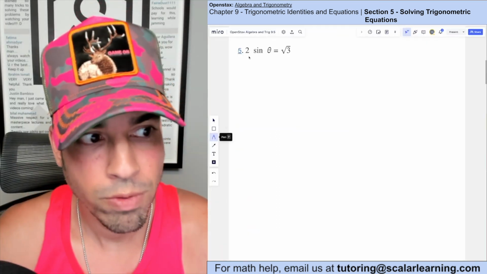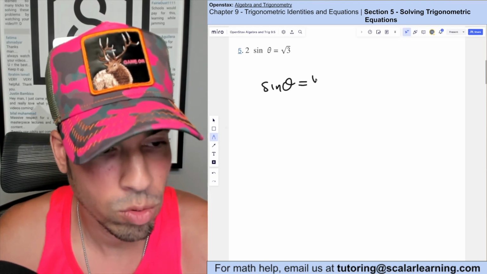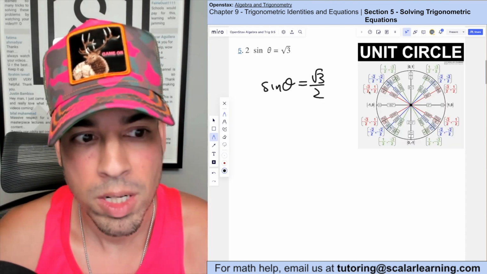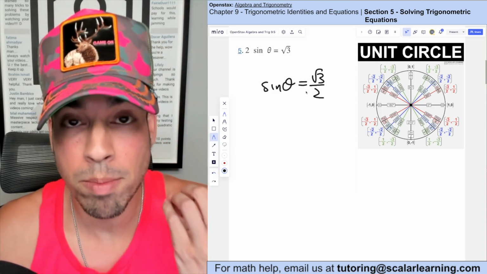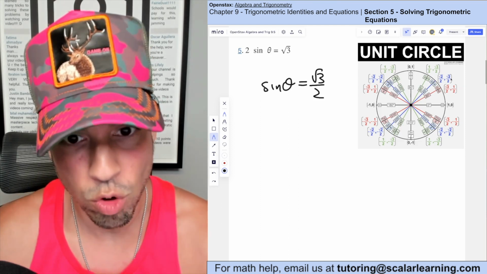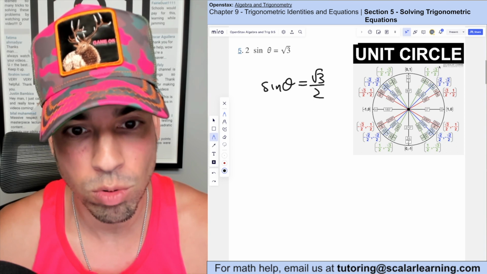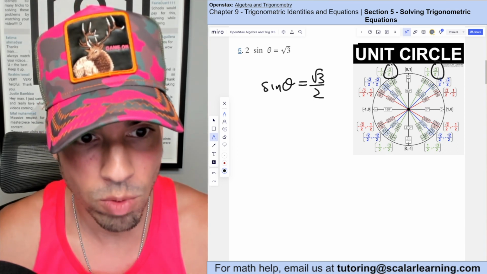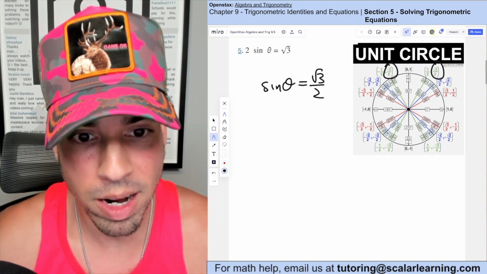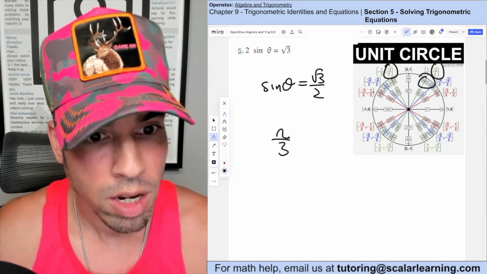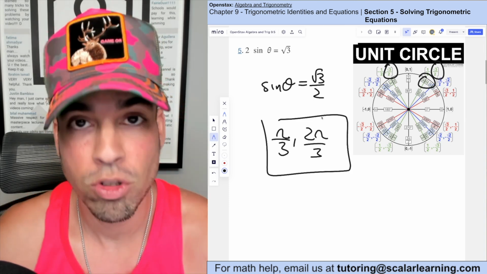Done. So for this one, first I'm going to isolate sine of theta by dividing both sides by 2, and then I get sine of theta equals rad 3 over 2. Then I'm going to look at the unit circle. We're saying sine of some angle is rad 3 over 2. Remember, sine of an angle on the unit circle corresponds with y values, right? So where are the y values equal to rad 3 over 2? Right here and right here. Positive, by the way, right? So we actually have two solutions between 0 and 2 pi. We have pi thirds, and we also have 2 pi thirds. So those are solutions.